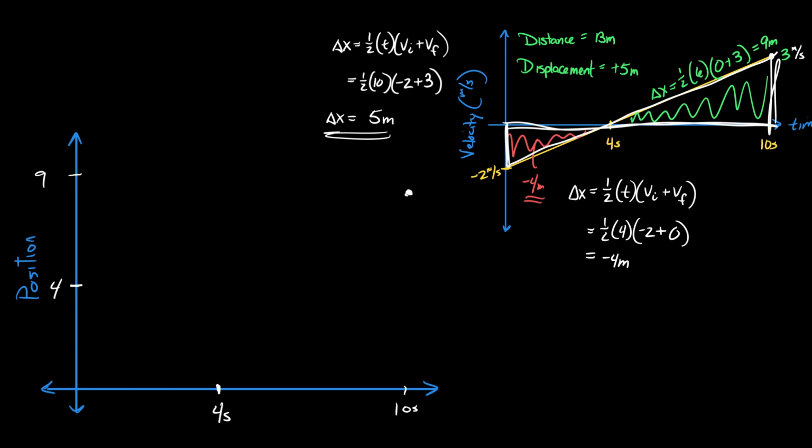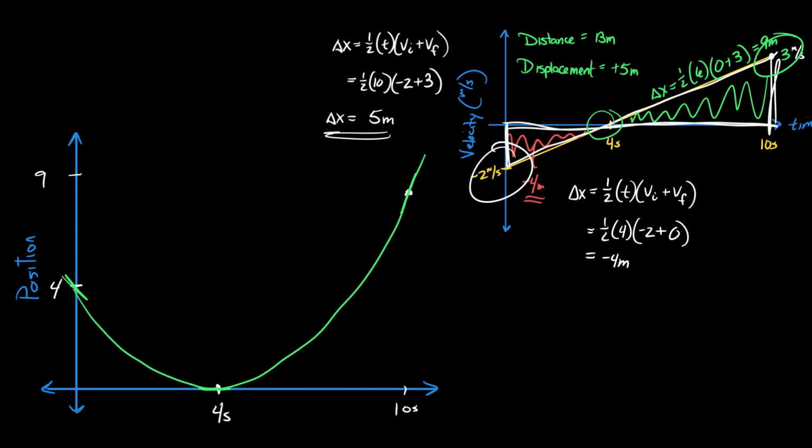And at time 0, our velocity is negative. So the slope of our graph should be negative. At time 4 seconds, our velocity is 0, so our slope should be 0. And at time 10, our velocity is positive, so our slope should be positive. Can you connect these with a smooth curve? Still nothing new yet, right?